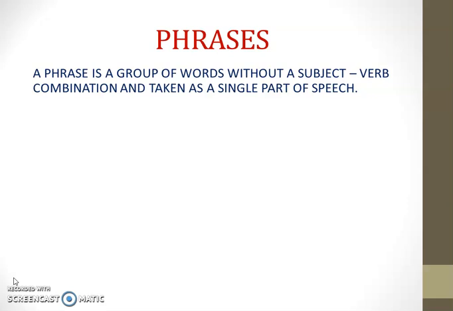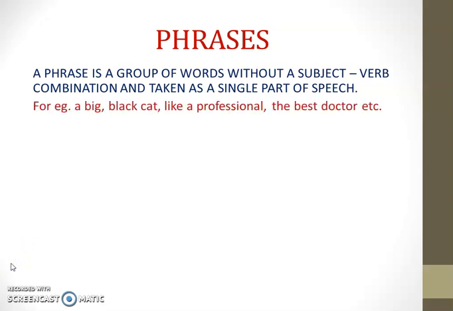A phrase is a group of words without a subject-verb combination, and it is taken as a single unit or a single part of speech. So as you can see, a phrase does not have a subject-verb combination, hence it is not complete in meaning, but it acts as a unit of meaning. Let's take a look at a few examples. A big black cat, like a professional, the best doctor. These are all examples of phrases. As you can see, they do not have complete meaning, still they function as units of meaning.